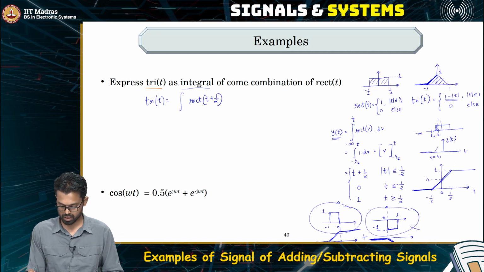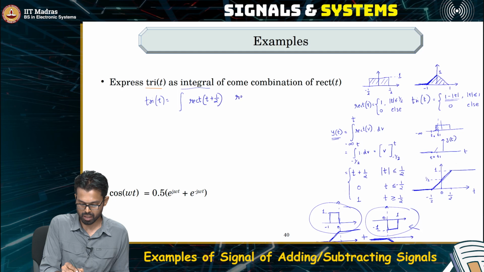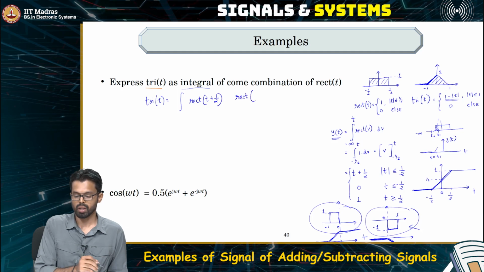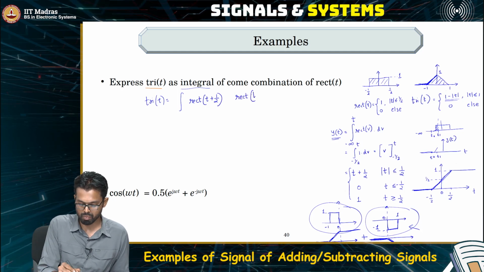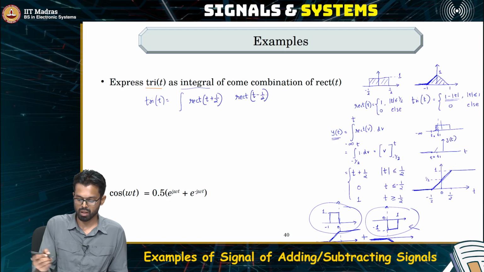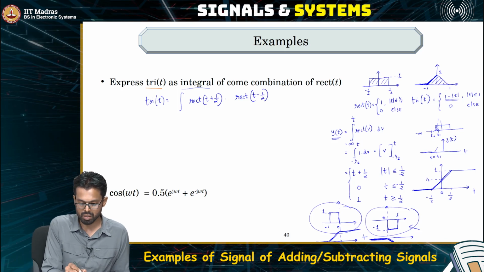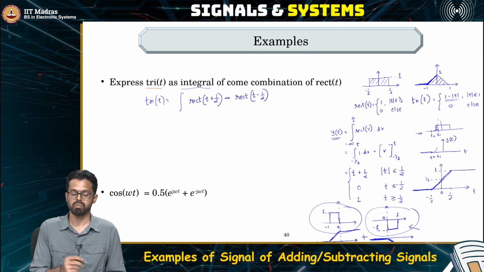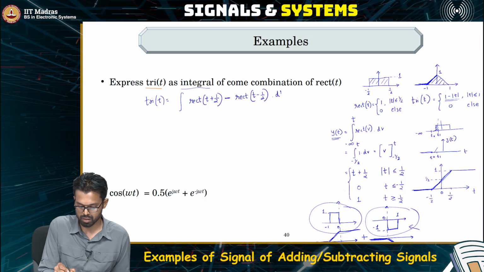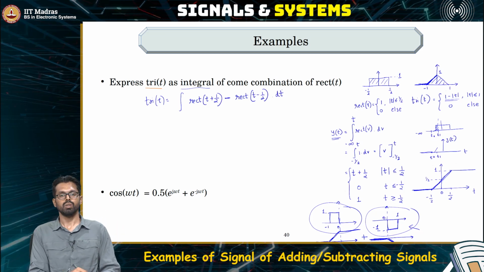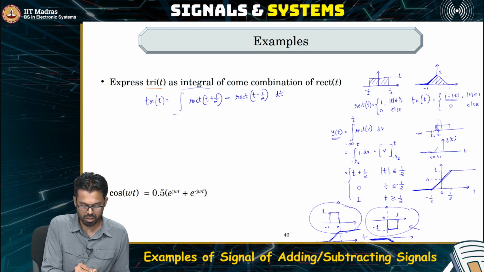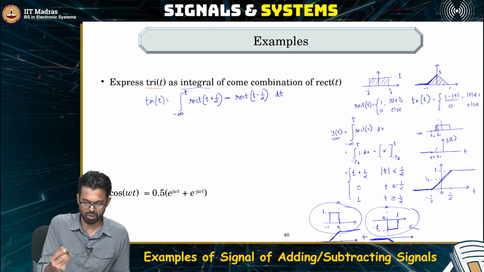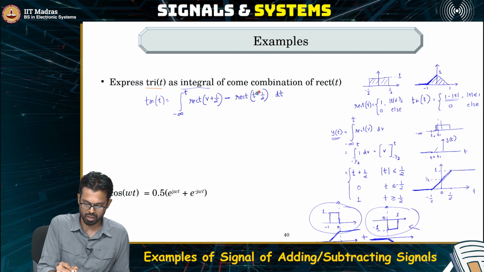And how do we get this signal? That is the rectangular function shifted to the right, which means it's negative, and the amplitude is also flipped, which means there is a minus here. It's as simple as that. That's it. So you're done. And this is the order of, this is the integration.